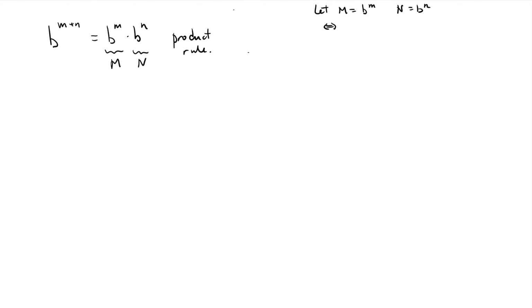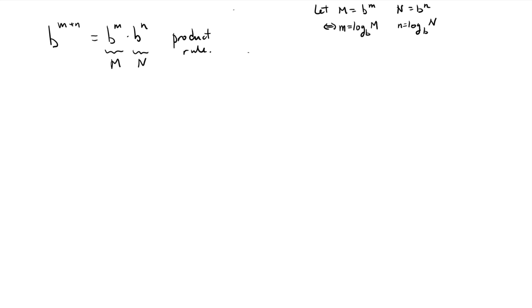So M is b to the m, so m is the exponent, it's the log, to which I raise b in order to get M. And little n is the exponent to which I raise b in order to get N. Okay, so now I've rewritten those two exponential equations as logarithmic equations.